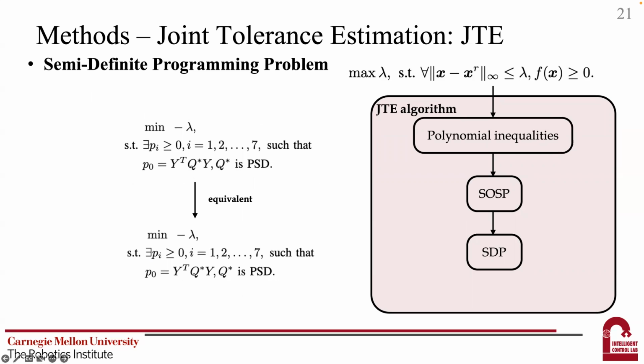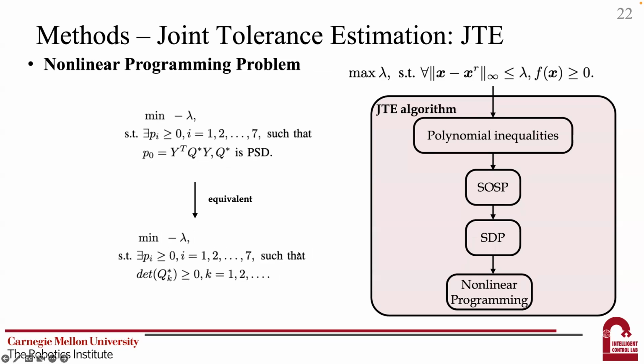And the good news here is that Q star being PSD can be verified by showing the determinants of all its submatrices are non-negative. Therefore, the SDP becomes a normal nonlinear programming problem. So far, we can see that we transform the original infinite number of constraints into a set of normal nonlinear inequality constraints, which can be efficiently dealt with using current nonlinear programming solvers.